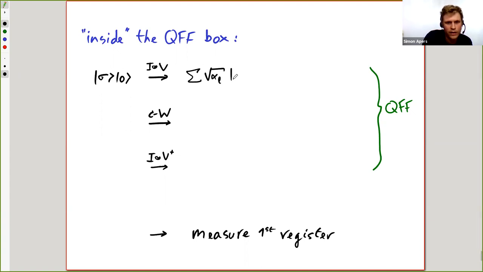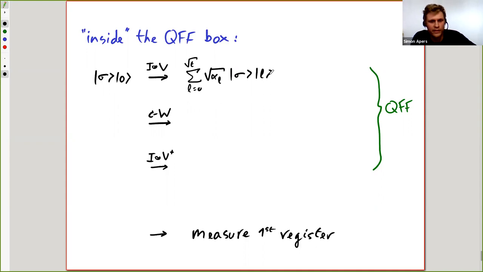Square root alpha sigma L, right? And this will be sort of a time register here, where L goes from zero to square root T. And these are alpha L, so they sum to one. So this is like a good quantum state, right? Basically we're just putting the second register in superposition, the quantum state square root alpha L.